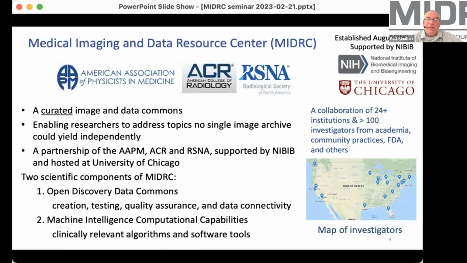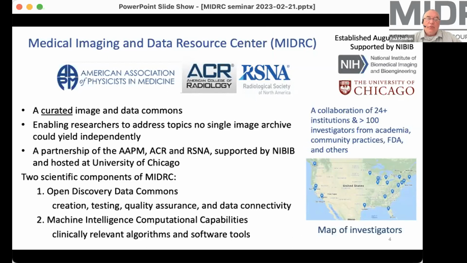So the goal of MIDRC was to provide a curated image and data commons. The idea is to enable researchers to address topics no individual archive could yield independently. And there were multiple image archives produced, both prior to the pandemic for other reasons, and during the pandemic for people trying to be helpful to provide data for algorithm development.